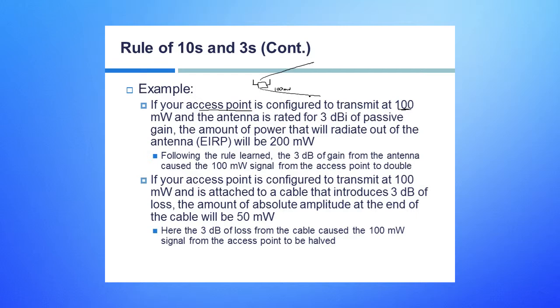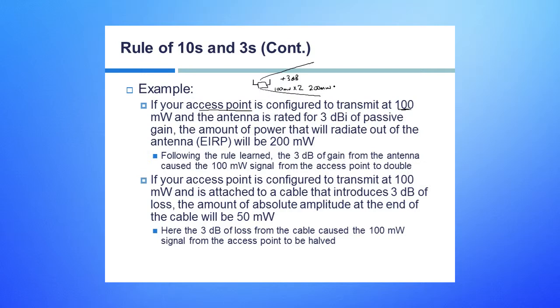Now, that just means that if I'm going to add 3 dB plus 3 dB, and what do we say? If we do that with 3 dB, then we're going to double the amount of the milliwatts. So because the antenna added to the power, we would multiply that by 2, and then we'd be talking about 200 milliwatts for the power.